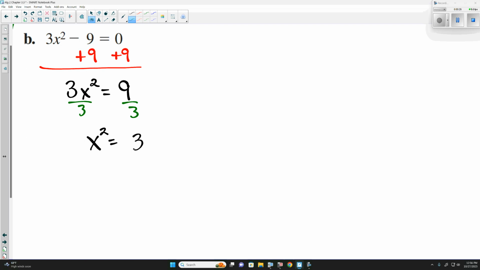Now that the squared term is by itself, our second step is to take the square root of both sides. The square root of x squared is x, because the square root and square cancel, equals plus or minus. Anytime we take the square root of both sides, we have to put the plus or minus, because the term being squared could be positive or negative: a negative number multiplied by itself is positive, and a positive times itself is still positive.